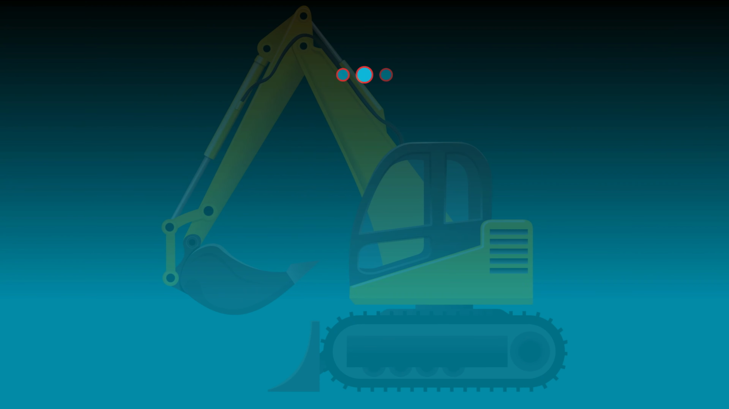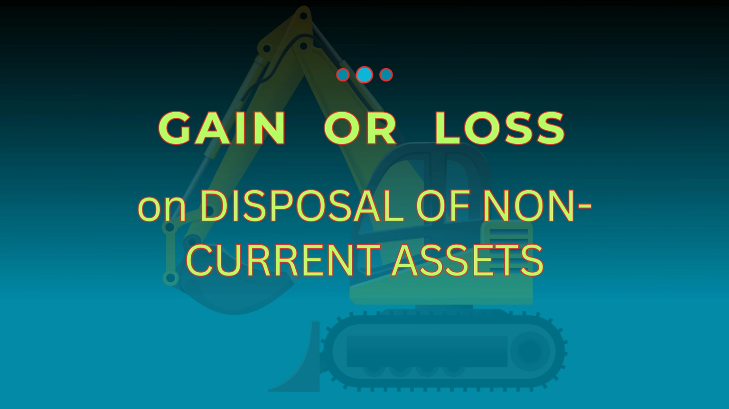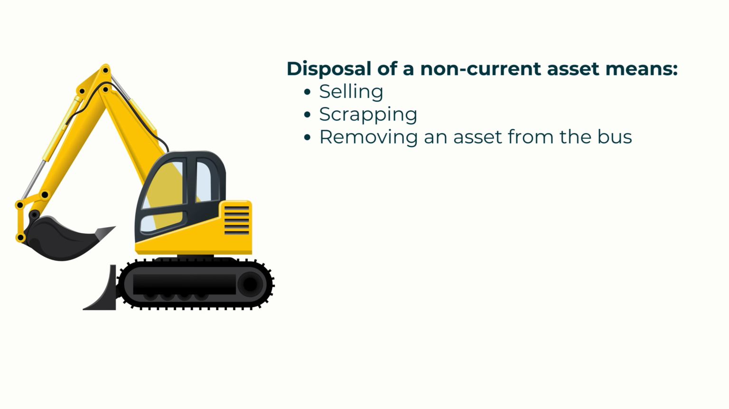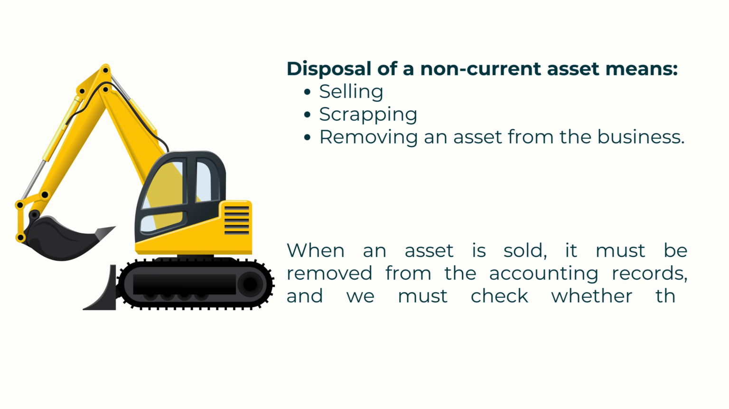In this lesson, we are going to learn how to account for the sale or disposal of a non-current fixed asset and how to calculate and record gain or loss on disposal. Disposal of a non-current asset means selling, scrapping, or removing an asset from the business. When an asset is sold, it must be removed from the accounting records, and we must check whether the business has made a gain or a loss.